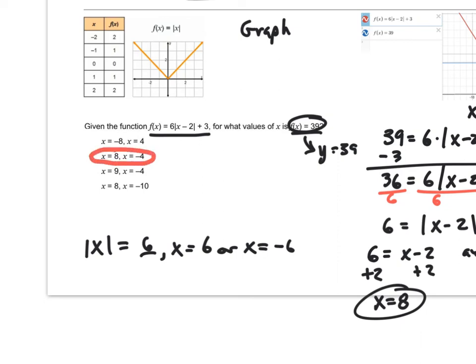And this is the answer to all of our problems. Personal problems, relationship problems, any problem that we have can be answered by solving absolute value functions.